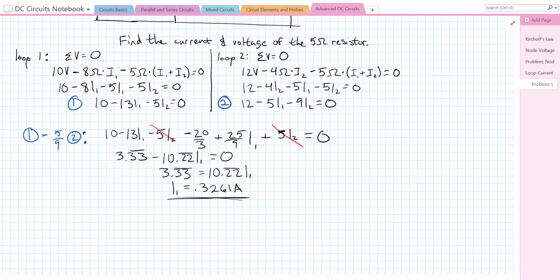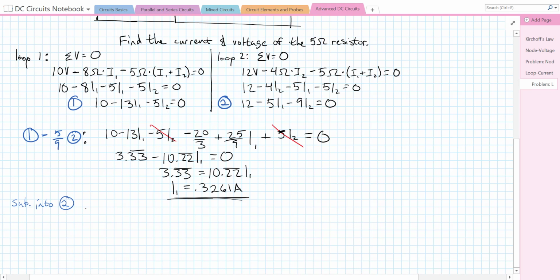Now that we have that, we need to figure out what I2 is. And to do that, we can substitute back into one of our original equations. I'm going to substitute into equation 2. Equation 2 is 12 minus 5I1 minus 9I2 is equal to 0.